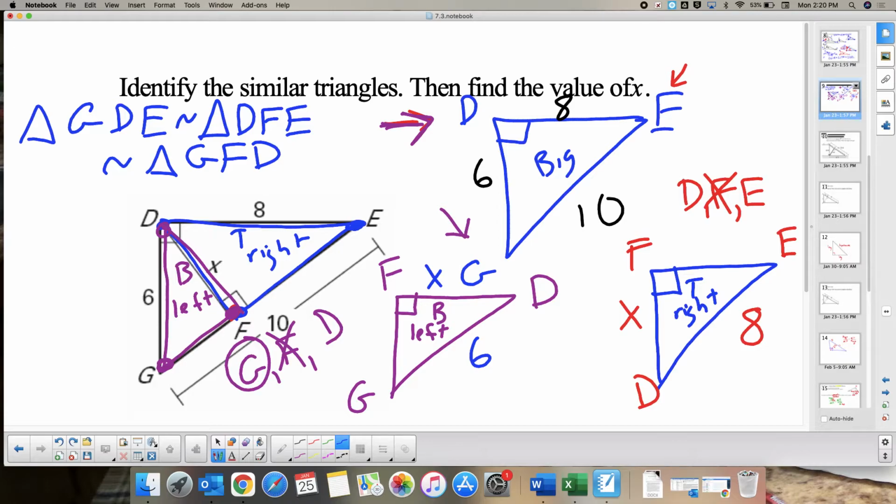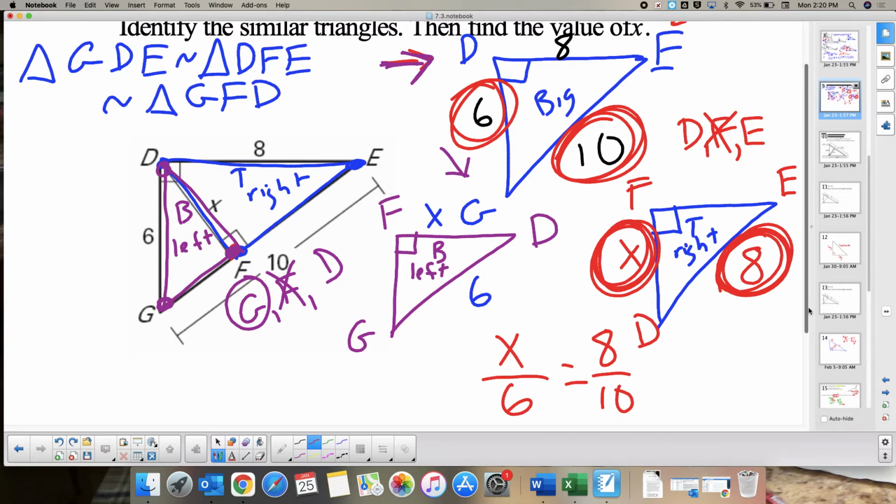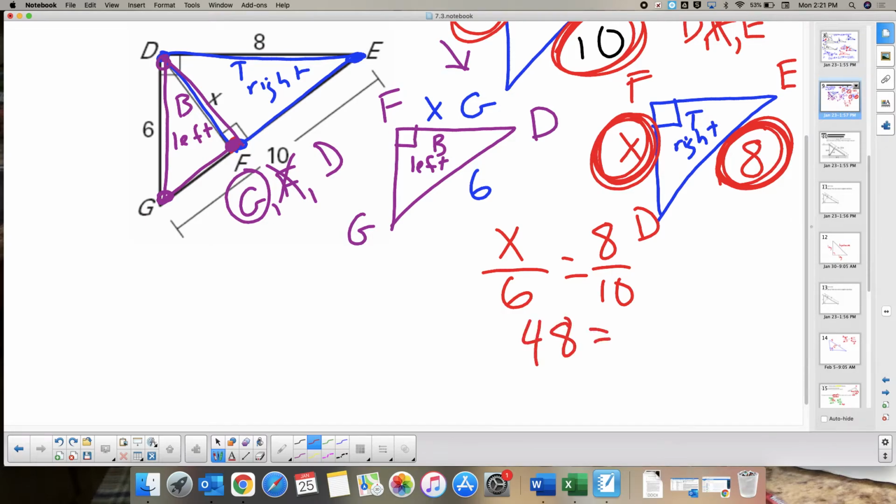Next question then is find the value of X. Knowing everything that we have up here, we need to match one of our X's to something. So take a look at this X right here. This X matches up with this 6. So I can do X over 6. If we do X over 6, then I look at this 8. This 8 matches up with this 10. So I have X over 6 equals 8 over 10. And then we cross multiply. 6 times 8 is 48. X times 10 is 10x, and we divide. We get x to equal 4.8.